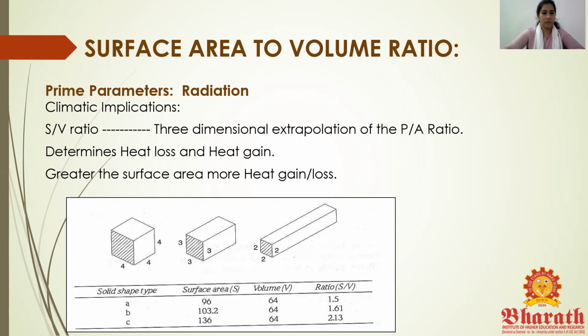In this climatic implication, you could see the surface to volume ratio, the three-dimensional exploration of the perimeter to area ratio, taken into consideration. This helps determine the heat loss and the heat gain. The greater the surface area, the more heat loss or heat gain. So this is very interrelated with your perimeter to area ratio. Both things put together help you understand it.